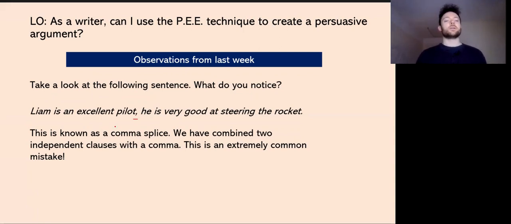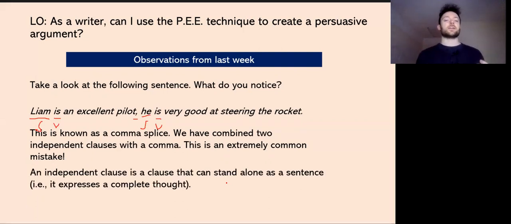How do I know these are independent clauses? Well, we know it's a clause because we have a subject, Liam, and a verb, okay? So subject and a verb. And here we have a subject, he, and another verb here, okay? He is very good at steering the rocket. Now, 2 subjects and 2 verbs. And the reason this is an independent clause is because it is a clause that can stand alone as a sentence, okay? So Liam is an excellent pilot, full stop. He is very good at steering the rocket, full stop, okay?